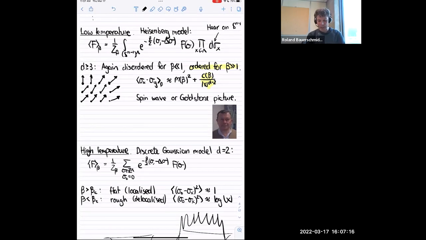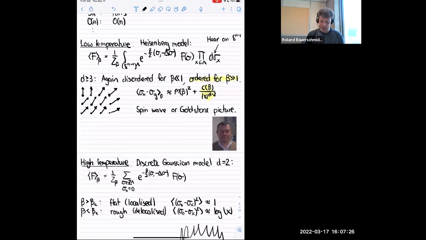What I'm planning on doing in the last lecture is explaining how a version of this type of result works in the setting of the zero state Potts model, which behaves in many ways like the Heisenberg model. Perturbatively, I think they're more or less equivalent.